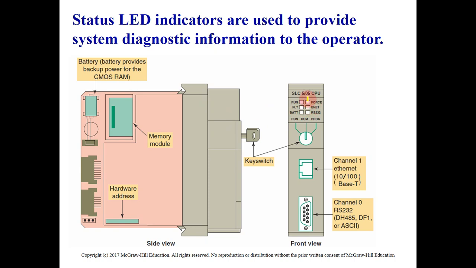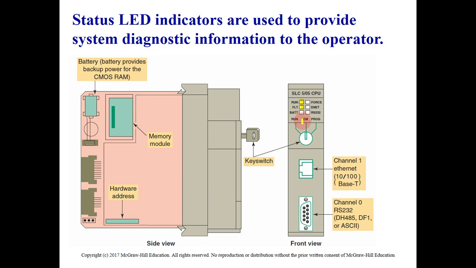Here we can see the status of the LED and the switch and so on. This is the front view of the CPU module. In the front view, we have some indicators on the top. These indicators represent the status of the CPU module. If the CPU module is running, this indicator will be on. If the CPU module has a fault, it will show faulty.